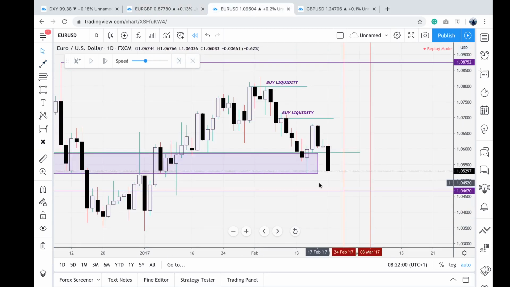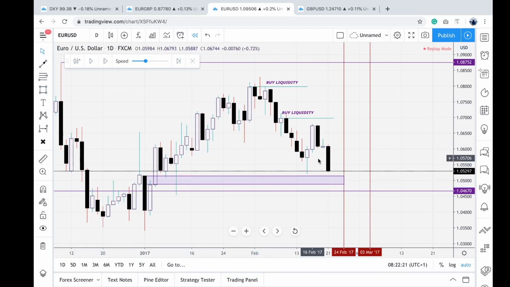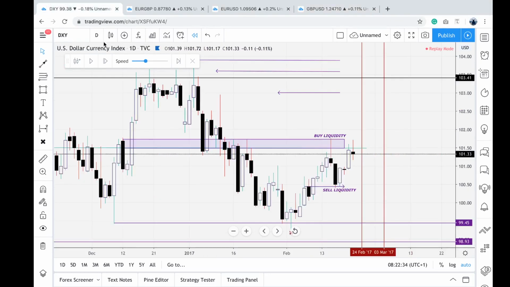Euro dollar, there's still liquidity below this level, and there's a bullish order block. Let me actually remove this, as that is not needed. There's a bullish daily order block inside of this level, so we could see this as a potential sell side target. And British pound dollar, this would still form a range, so we're not really interested in trading this.